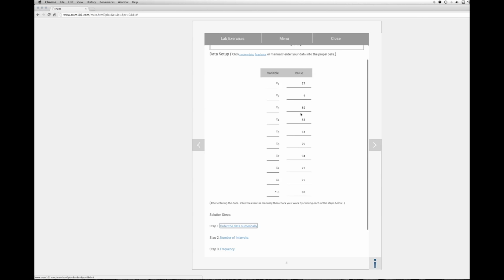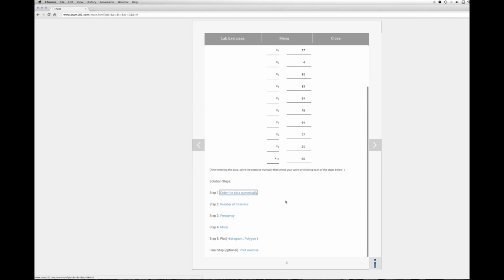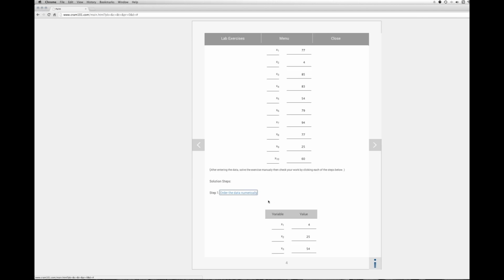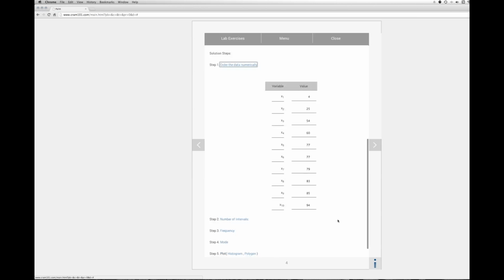Okay, the next step would be to order the data numerically. That's kind of an option, and we're going to do that because we do want to plot it out later. So we'll go ahead and order the data in numerical order, which gives us the smallest value 4 and the highest value will be 94.